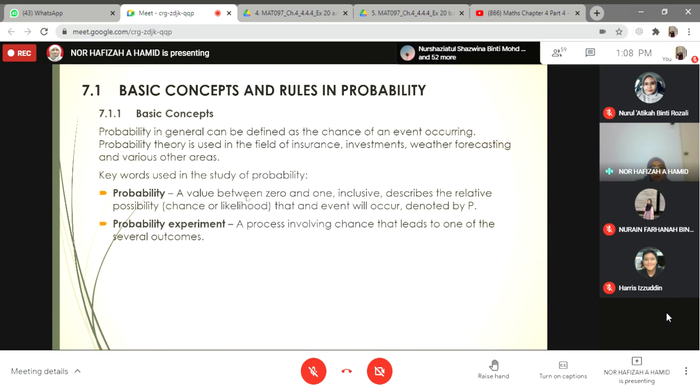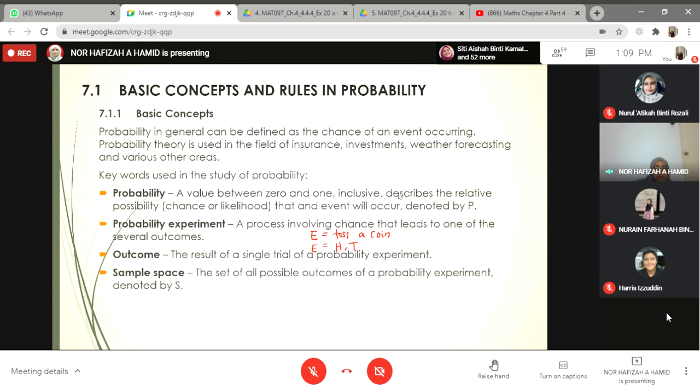Next we have probability experiment: a process involving chance that leads to one of several outcomes. For example, you toss a coin. This is your experiment. Then you have the outcome, which is the result of a single trial of a probability experiment. So the outcome is the result from your experiment. For example, you tossed a coin, so the result is that you have head or tail.